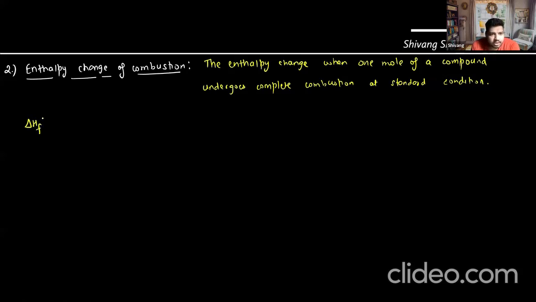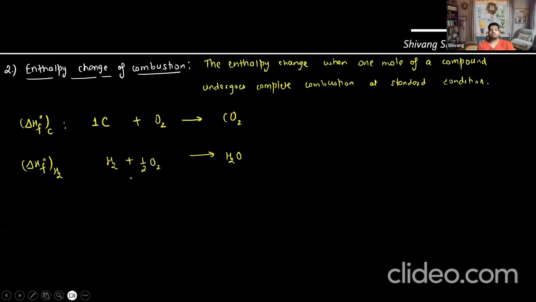So let's see. Suppose we are writing delta HC naught of carbon. We have to make 1 mole of carbon react with O2, to form CO2, as the definition says. If carbon is there, all the carbon will form CO2. That's it. Complete combustion. If you have to write for H2, it will become 1 H2, and all the hydrogen forms water, right? So H2, and when you balance it, it becomes half O2.